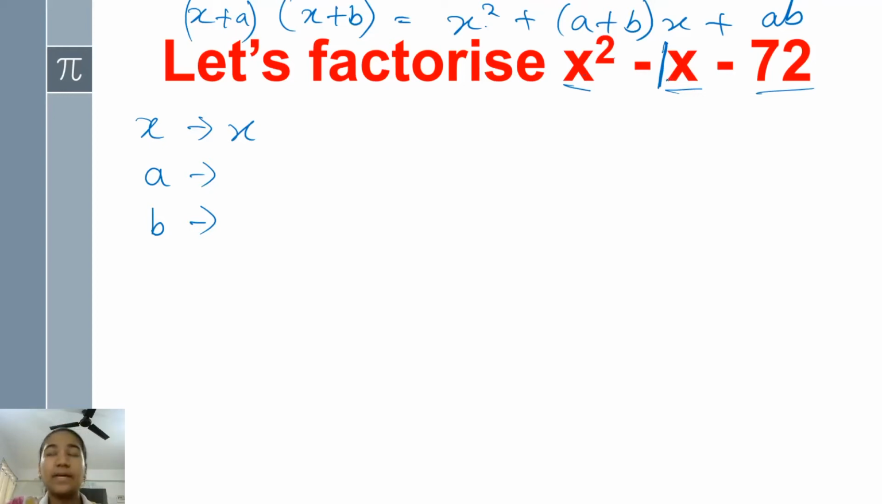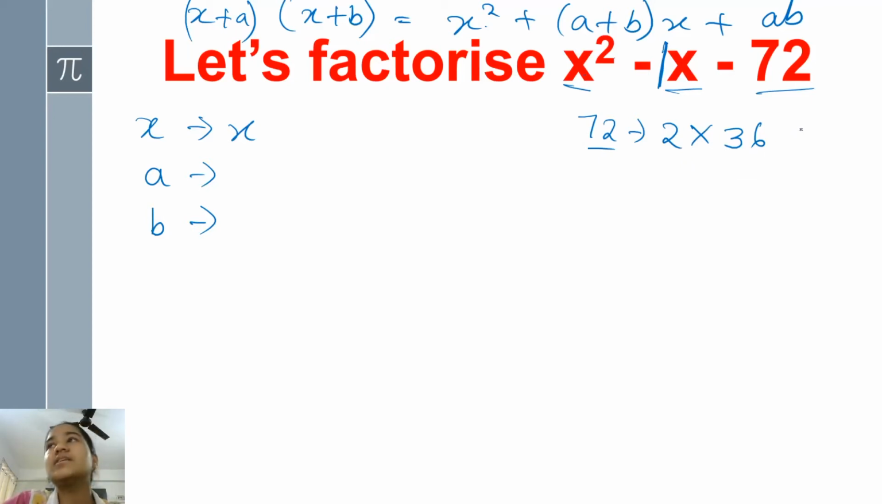Another thing we have to keep in mind: what plus what is 1, and what into what is 72. So the first step is to find the factors of 72. How do we find that? In some particular order, like 2 into 36 is 72. In this way we find. Now, 36 minus 2, can we get minus 1? Or 2 minus 36, can we get minus 1?